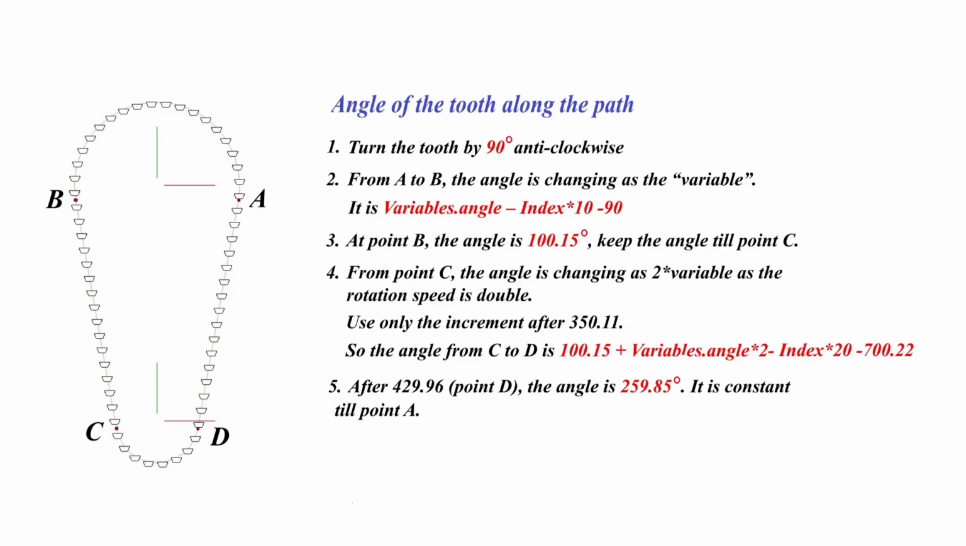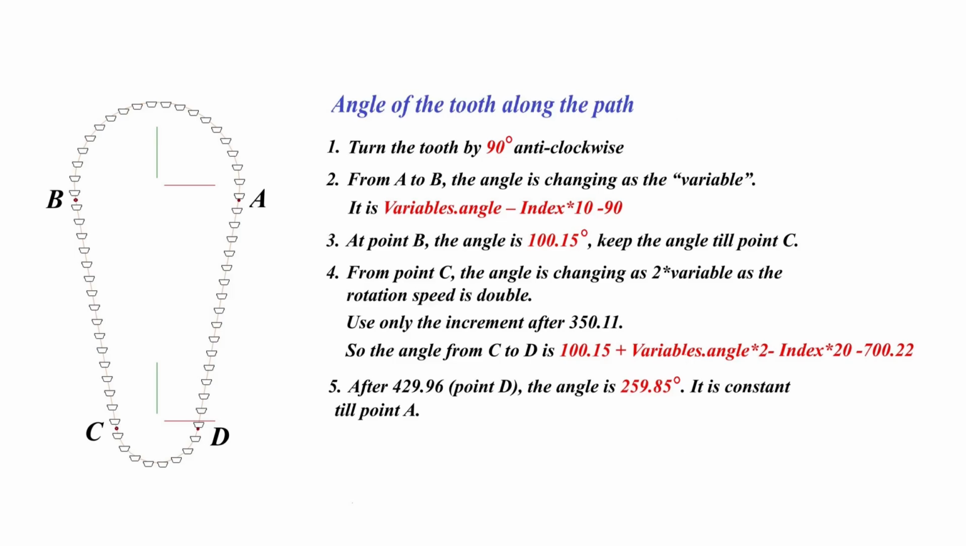To correct the orientation, turn the tooth by 90 degrees anticlockwise first. And keep changing the angle as the variable. When it reaches point B, the angle is constant, which is 100.15 degrees. For section C to D, keep changing the angle as the variable. However, the rotation speed is double, so I need to adjust the value at point C. So it is same for both section B to C, and the section C to D.